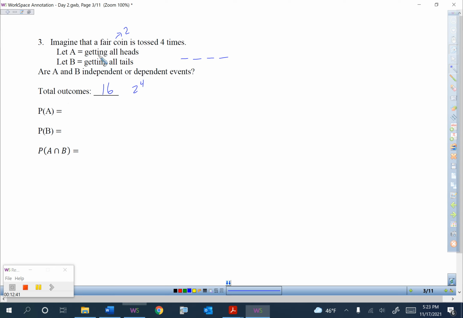A is just heads, heads, heads, heads. There's only one of them, over 16. B is tails, tails, tails, tails. There's only one of them. And we're looking at where A, the heads, heads, heads, heads, and B, tails, tails, tails, tails, overlap. They don't. So the probability of not overlapping at all is 0. So when we do our test, I hope you can see that these are going to be dependent because that was 0. But let's go ahead and check it out.